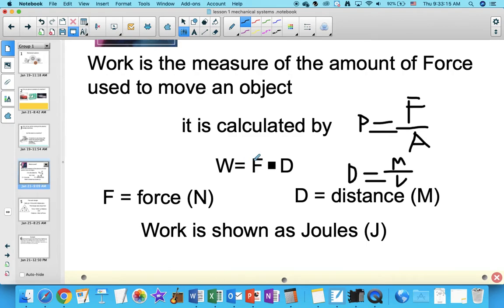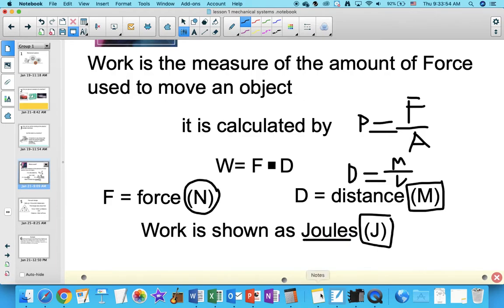And so you may notice that we made a triangle for this one. I'll show you a triangle for this one to make this calculation just a bit easier. So work equals force times distance. F stands for force, and we measure force in newtons. So if I give you a question and I put it in newtons, then you should automatically know that I'm referring to the amount of force being used. Distance typically is in meters, right? And work is shown in J for joules, named after the scientist who coined the term.